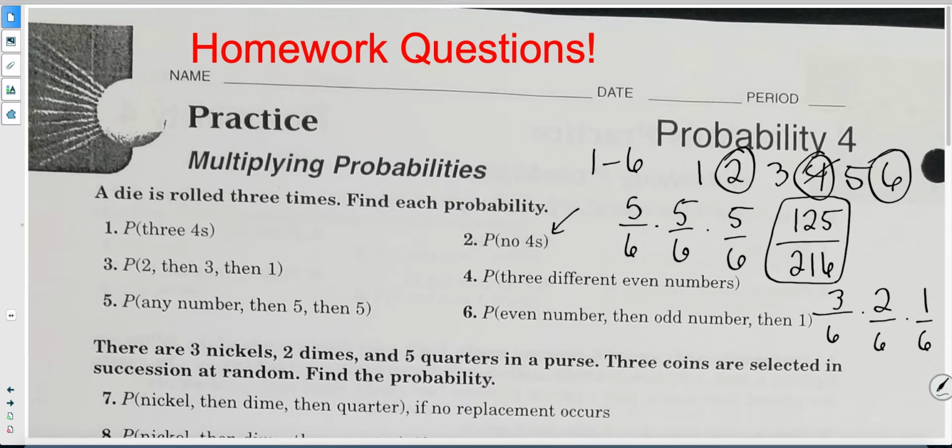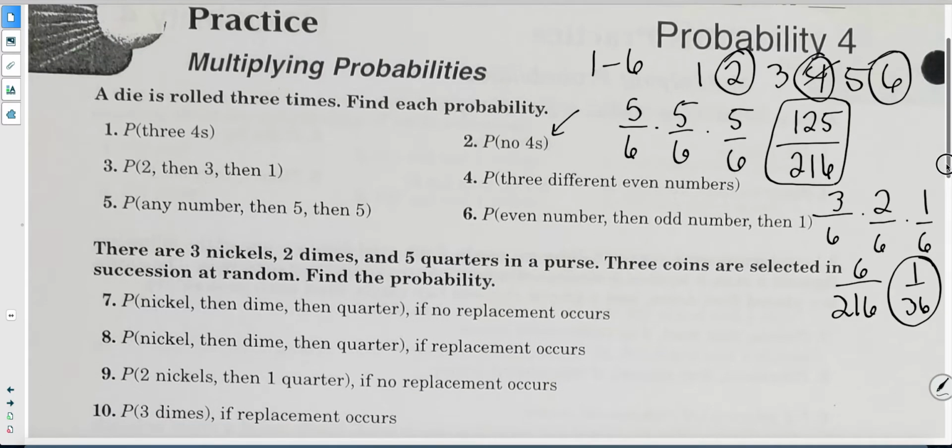And we have to keep that 6 on the bottom because there's always 6 options whenever you roll your dice. You can't change that. So it's going to be 6 out of 216, which is 1 out of 36. Okay? So number 6 is kind of similar to that one, but you would have an even number, which is 3 out of 6, an odd number, which is 2 out of 6, and a 1, which is 1 out of 6, and you multiply those probabilities.